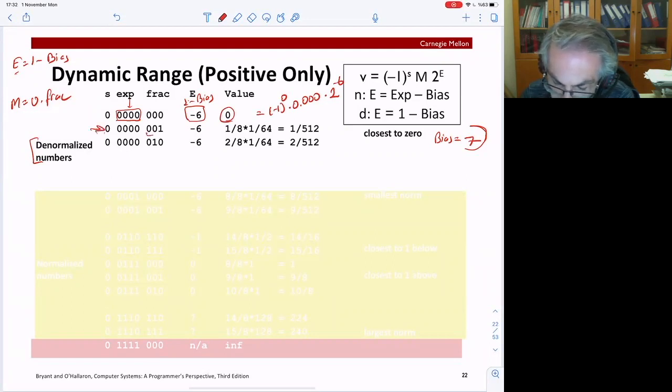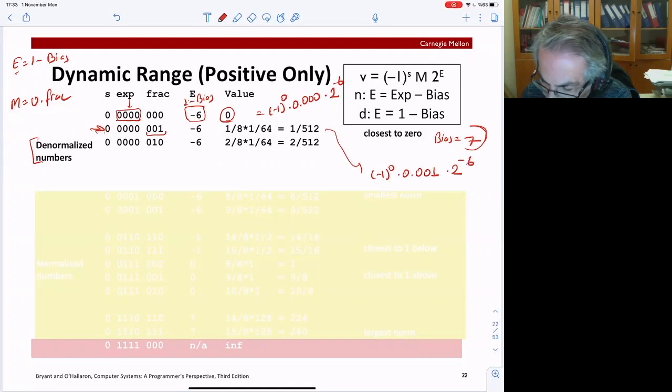Now let's move on to the next one. In this case, my fraction is slightly different. Let me work this out. It's again minus 1 to the power 0 times 0 dot 0, 0, 1, that's the fraction, times 2 to the power of minus 6. Now, what's this value? This is 2 to the power minus 3 times 2 to the power minus 6, which equals 2 to the power minus 9. 1 over 8 is 2 to the power minus 3, I'm sorry, and 1 over 64 is 2 to the power minus 6. And that's it. What about the next one?